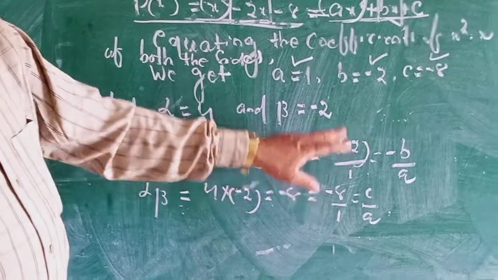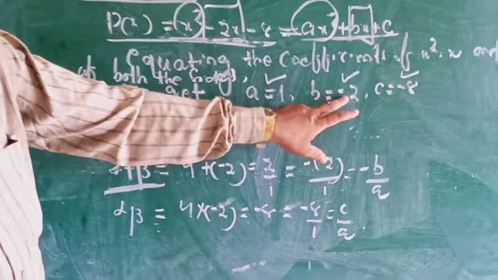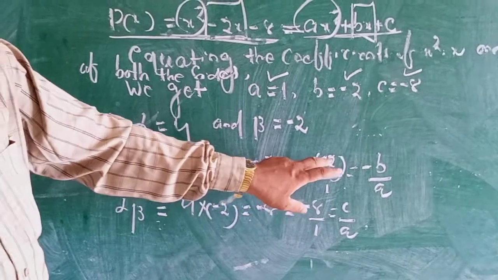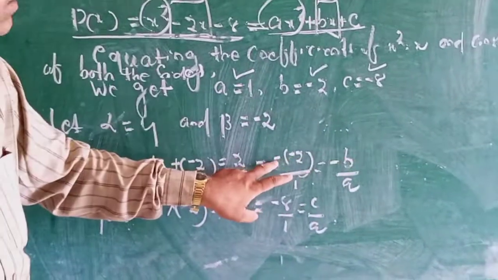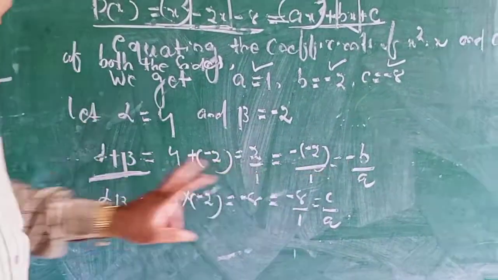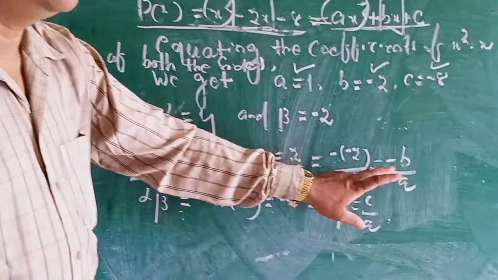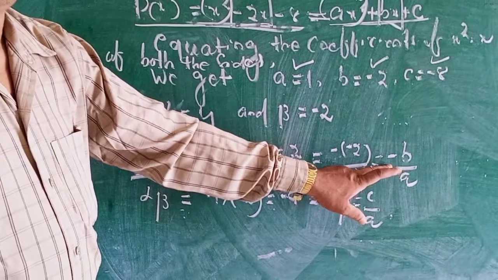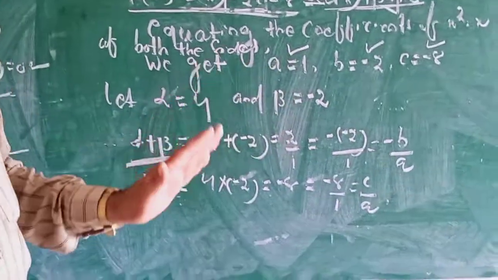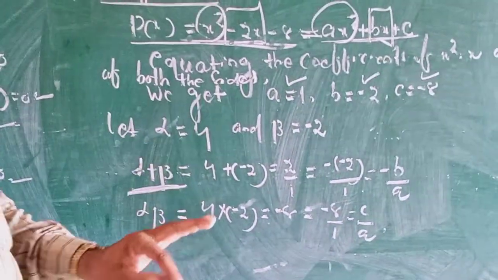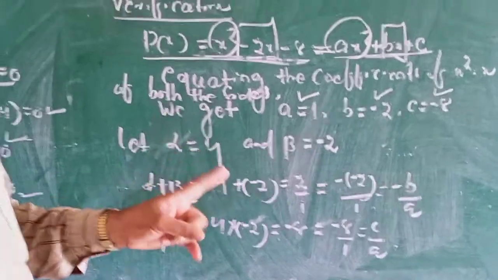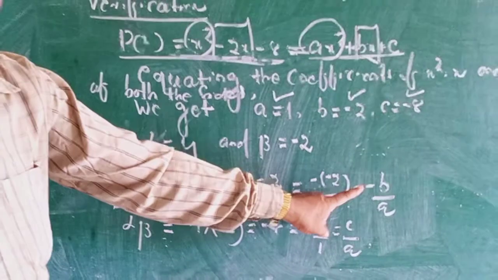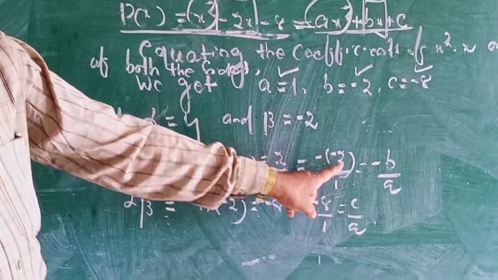Because your b is equal to minus 2. So if I write minus 2, in place of minus 2 directly I write b, and here the minus will be there. So alpha plus beta is equal to minus b by a. You know the quadratic formula: the sum of the roots, alpha plus beta, is equal to minus b by a, and the product of alpha and beta is c by a. So I have to show alpha plus beta as minus b by a. Therefore I have written like this.